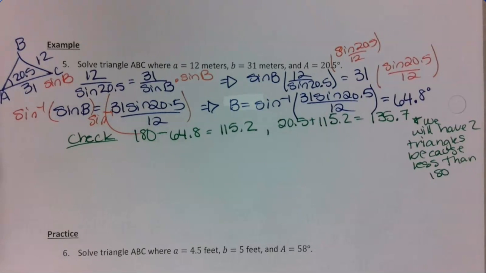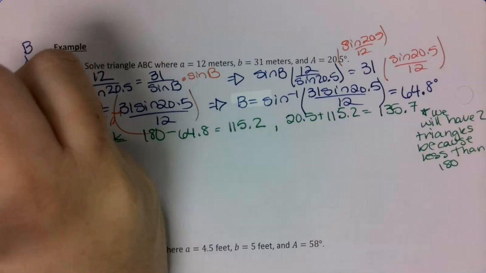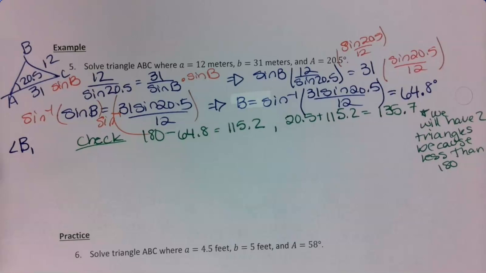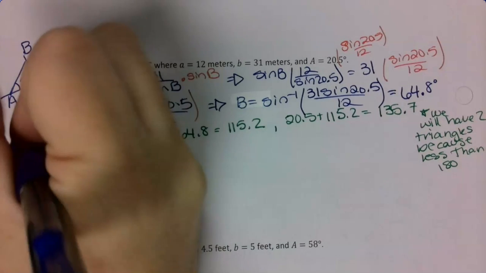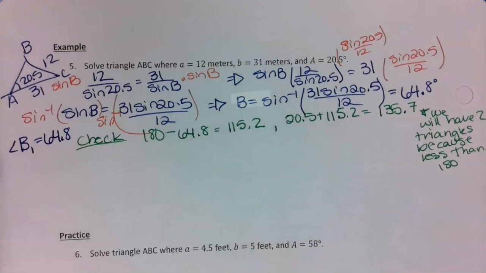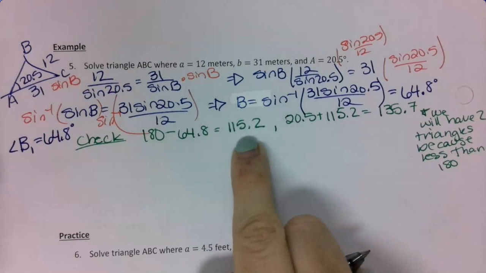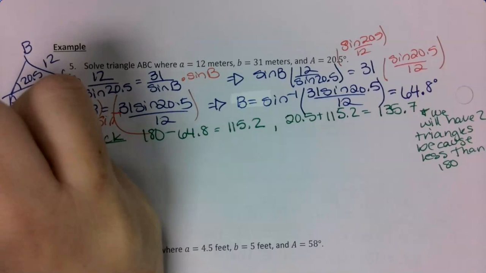So the way I'm going to label my answers is that first angle I got is going to be my angle for B sub 1, because it was the first one I found. So that was 64.8. And that second angle I found, the 115.2, that is going to be my angle for B sub 2.